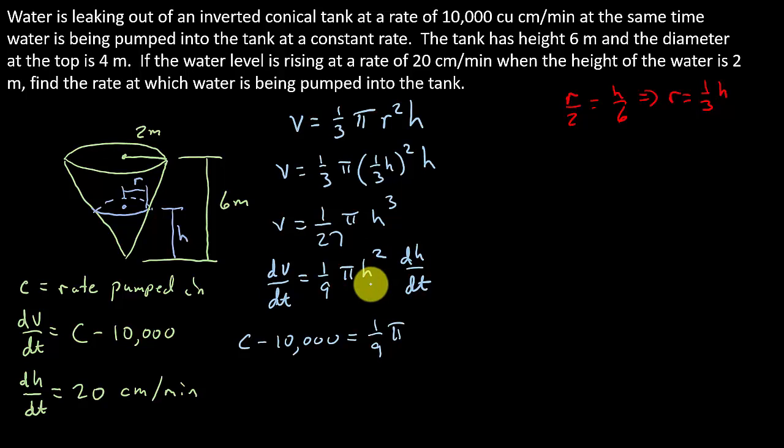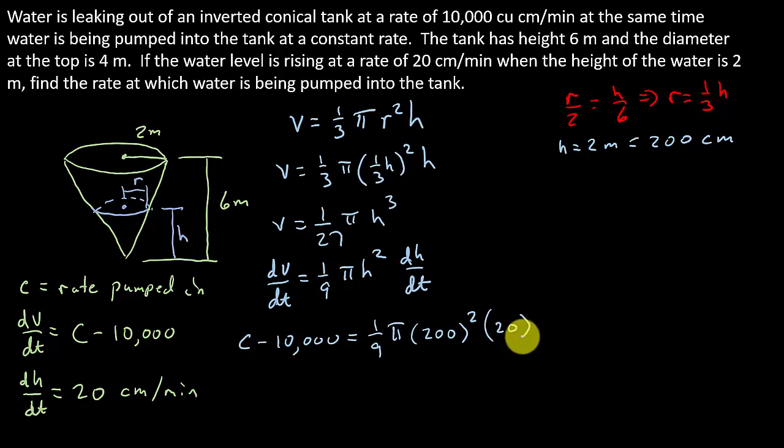Now let's plug in our value for H. They tell us that H is equal to 2 meters. But notice that dH/dt is in centimeters per minute, so we need to convert this to centimeters. So 2 meters is equal to 200 centimeters. That's going to be 200 squared times dH/dt, which is 20.